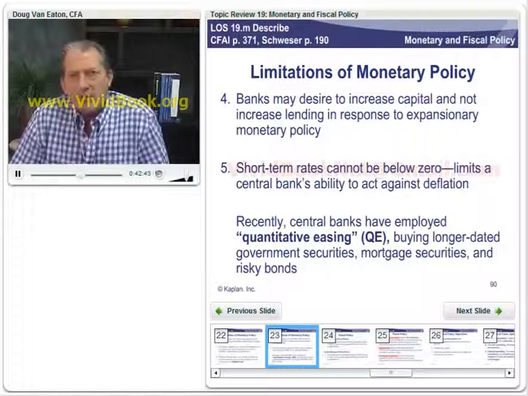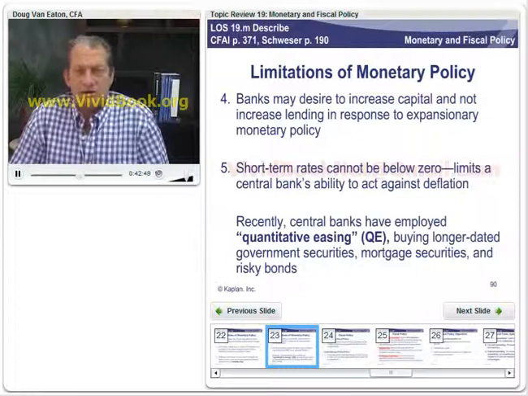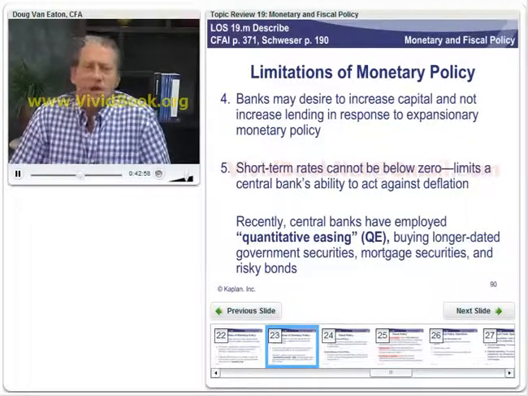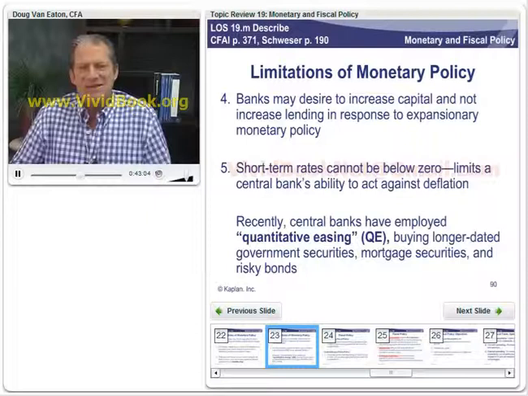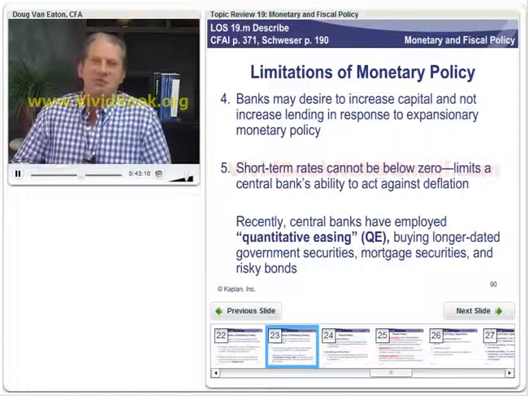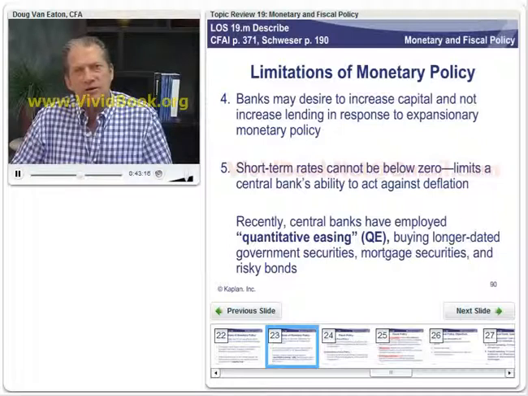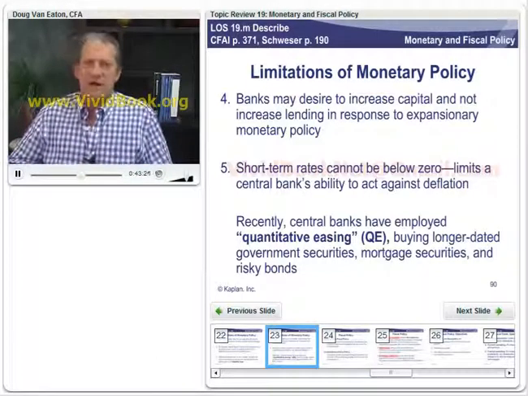So, recently central banks have employed what's been called quantitative easing. I think we're on QE3 as I record this. Buying longer dated government securities, mortgage securities, and risky bonds. So this is a little bit different. The reason we bring up this term here, quantitative easing, is that it's really a money supply increase, but they're not doing it with those short-term securities and manipulating the policy rate. They've gone in and bought longer dated government securities, mortgage securities, and even some risky bonds to reduce long-term rates to stimulate the economy.